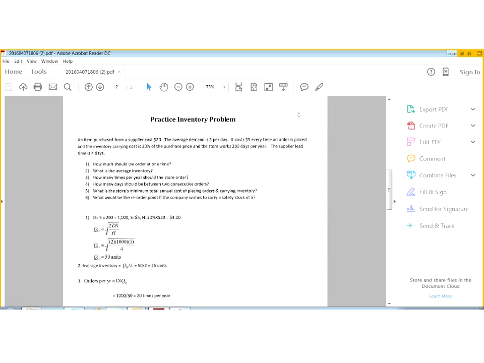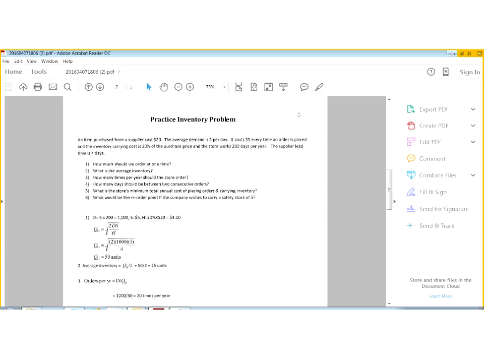So the first sample problem is shown here. An item purchased from a supplier costs $20. The average demand is 5 per day. It costs $5 every day an order is placed, and the inventory carrying cost is 20% of the purchase price. And the store works 200 days per year. The supplier lead time is 4 days. So the first question is, is this an economic order quantity problem or is this an economic production quantity problem?